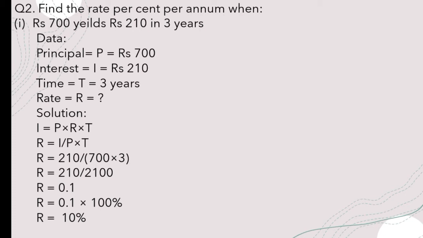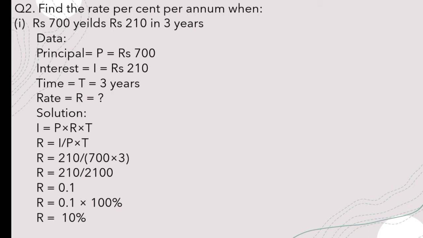So our formula is I equals P into R into T. Solve this formula for the rate of interest: R equals I upon P multiplied by T. Now in the place of I have written 210 because our interest is 210 rupees, divided by P multiplied by T, meaning 700 multiplied by 3, and 700 multiplied by 3 becomes 2100.